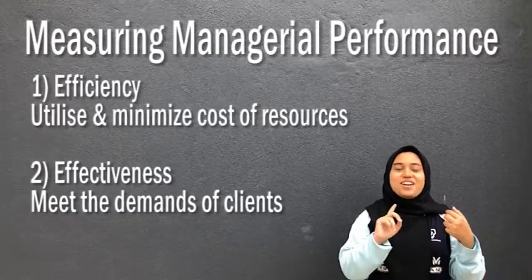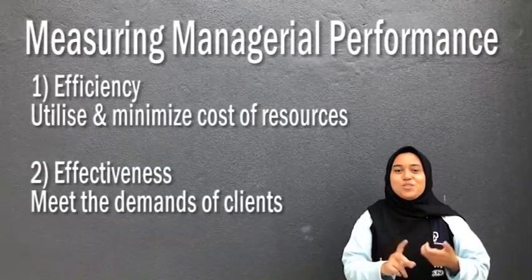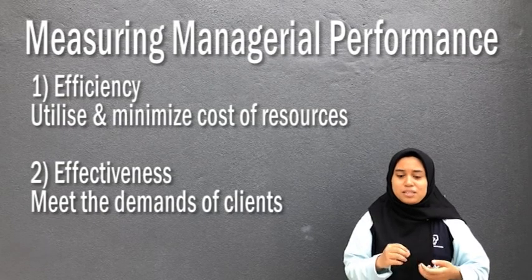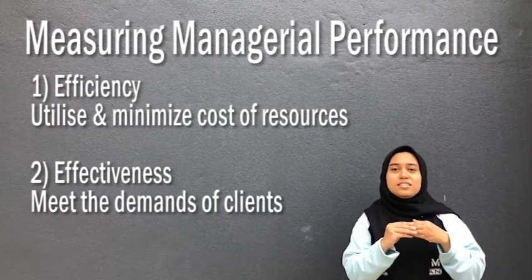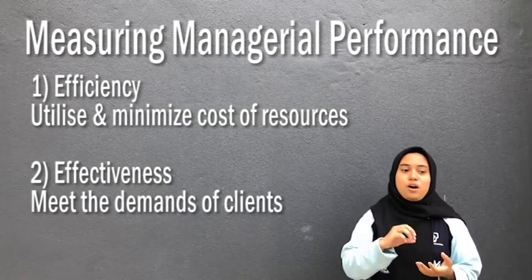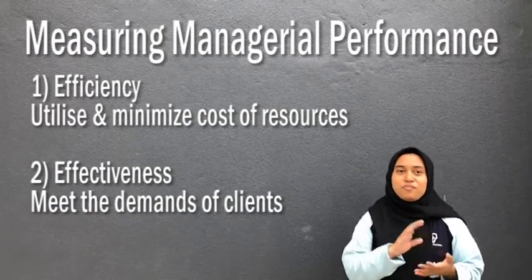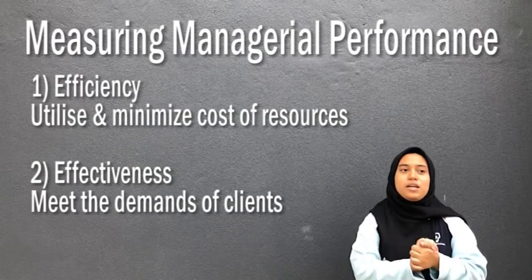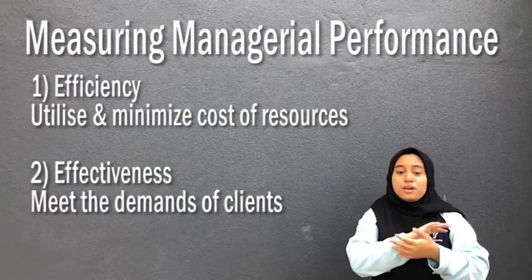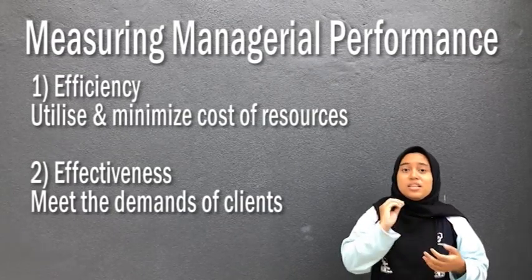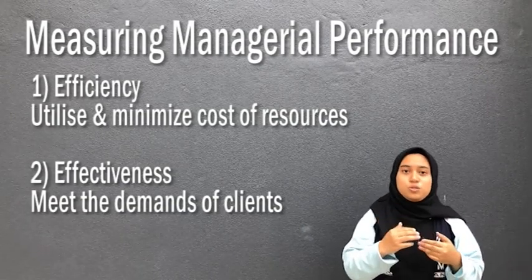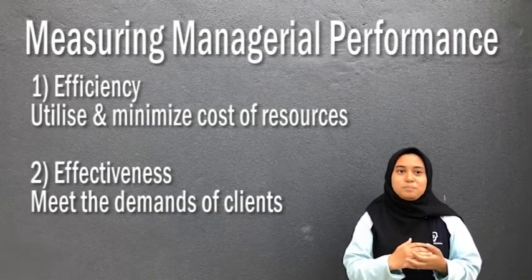The second thing we're going to see is the measuring of performance skills, which has two categories: effectiveness and efficiency. Efficiency is when you utilize the resources in the right way or in a wise manner. Effectiveness is when you have several targets to achieve, and you need to know how to choose the target.